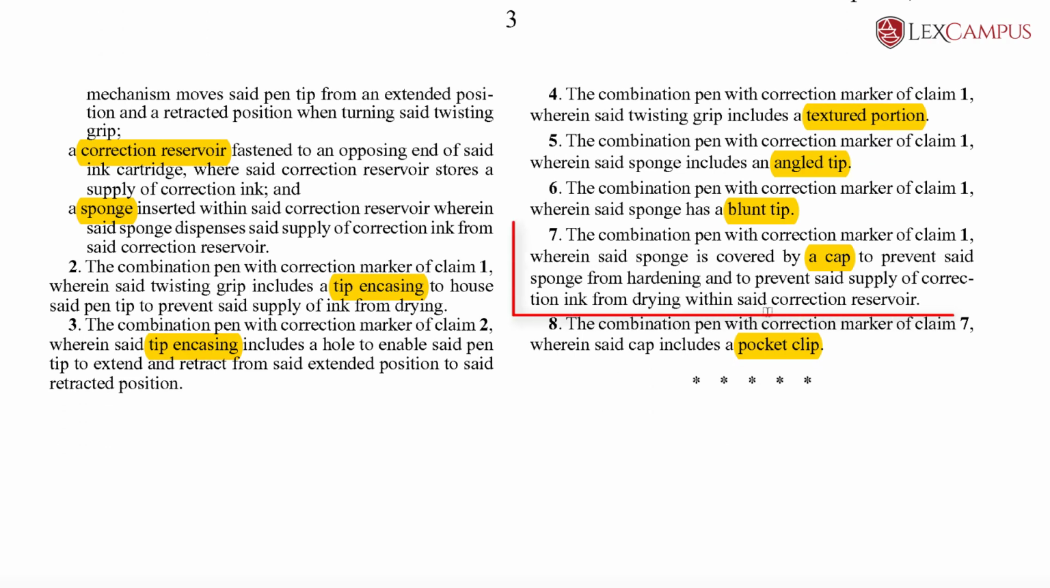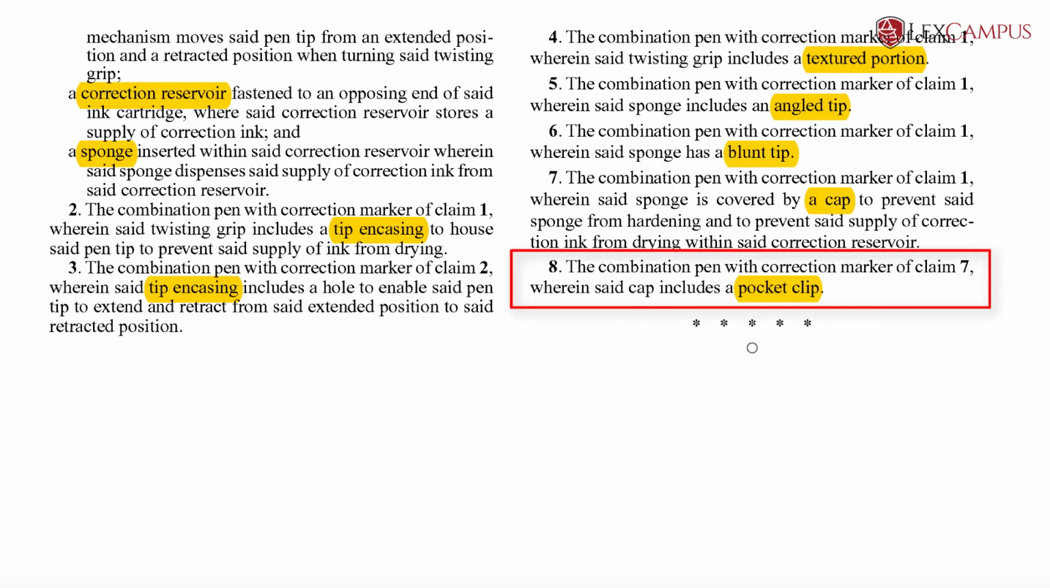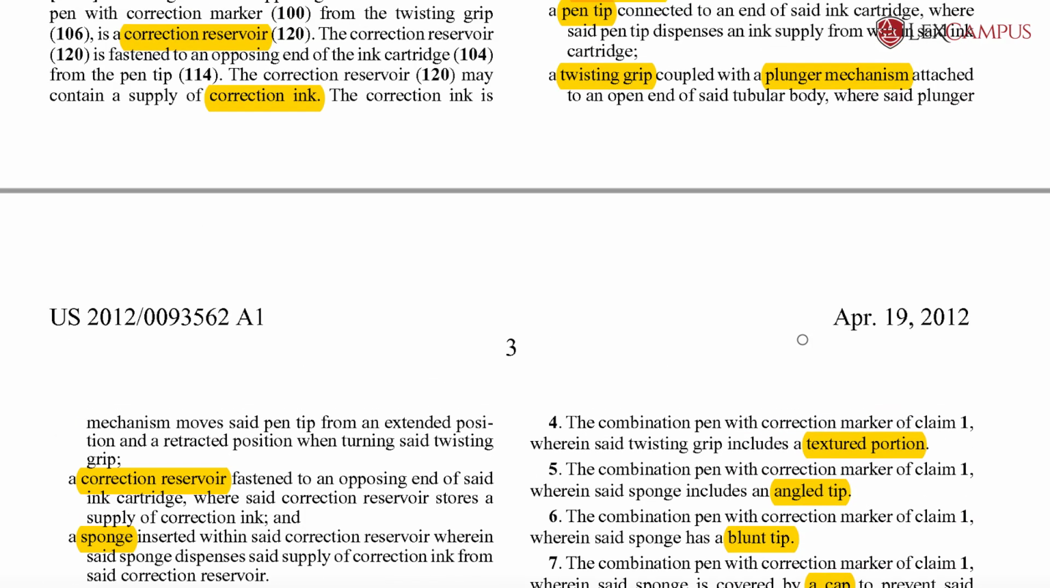Claim 7. A combination pen with correction marker of claim 1 wherein said sponge is covered by a cap to prevent said sponge from hardening and to prevent such supply of correction ink from drying within said correction reservoir. So the sponge has a cap. So this was already described in the description. 8. The combination pen with correction marker of claim 7. So this is a limitation on claim 7 wherein the said cap includes a pocket clip. A pocket clip is something which you find in your usual pens so that you can clip it onto your pocket. This is how the claims are recited.